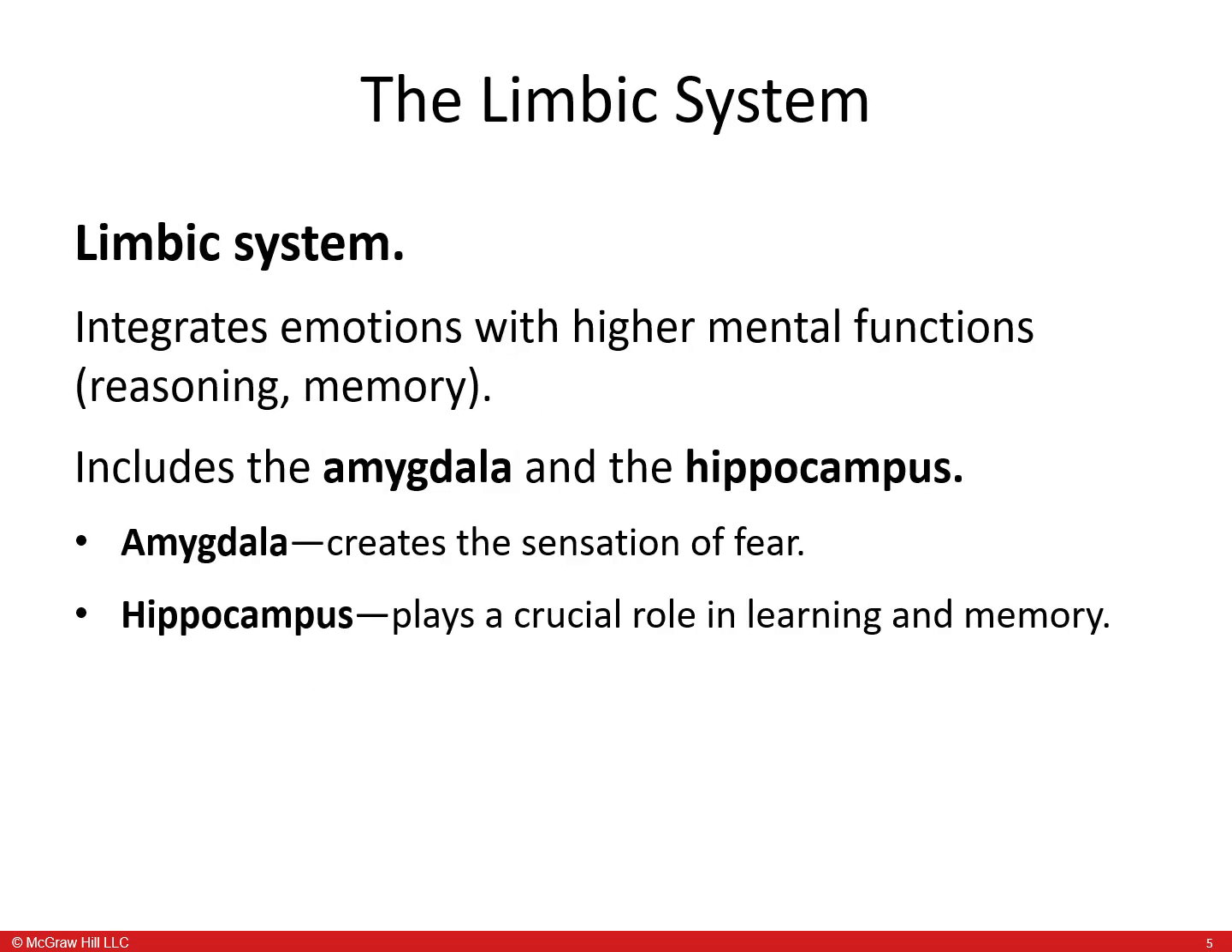Now the limbic system, it's important for emotions. So it integrates emotions with higher mental functions such as reasoning and memory. There's different areas of the brain that are part of the limbic system. This includes the amygdala and the hippocampus. The amygdala creates the sensation of fear, and the hippocampus plays a crucial role in learning and memory.